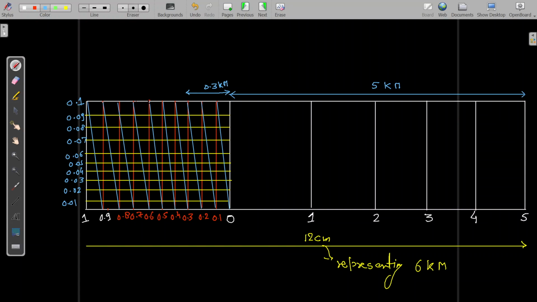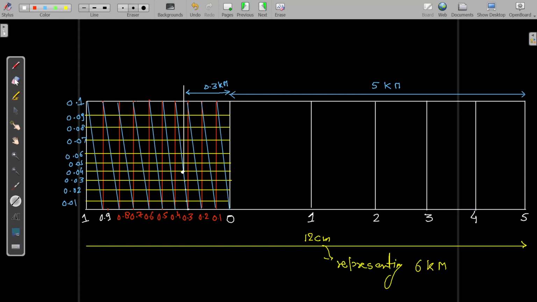Last, 0.04. So for 0.04, what we'll do? We will go towards the upper side. Okay, see, this is 0.3. Now from 0.3 I have to move up to 4. So 0.31, 0.32, 0.33, 0.34. Okay, so this is the point of 0.34. So up to this length.